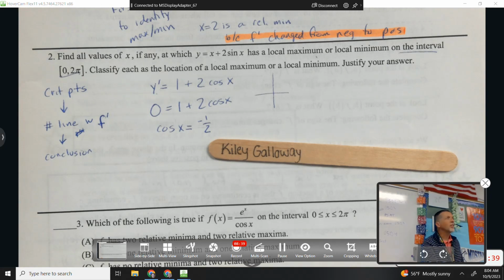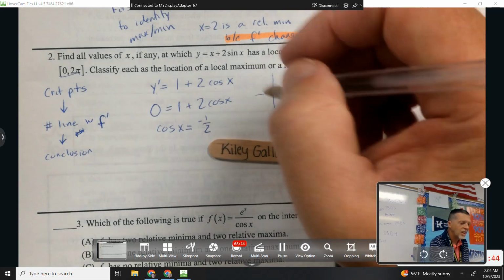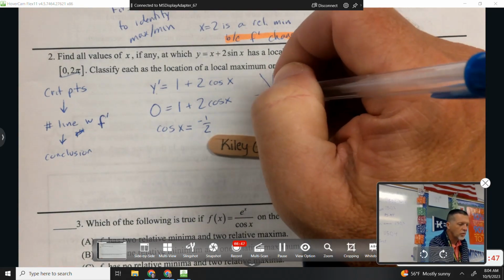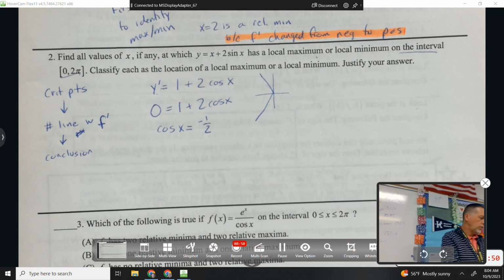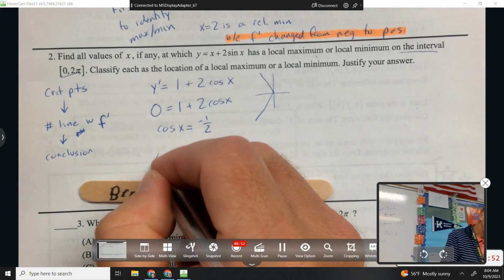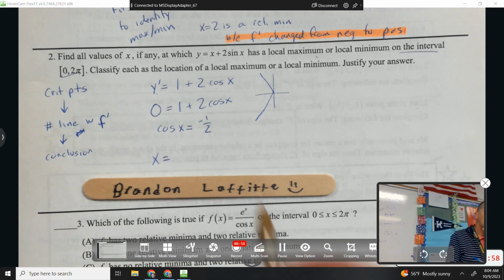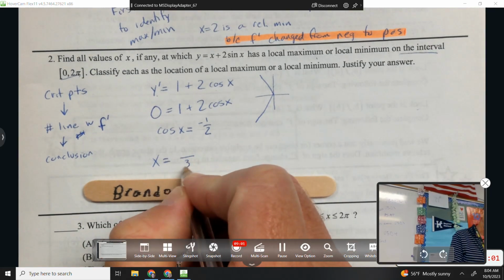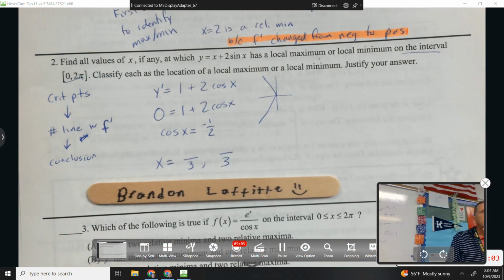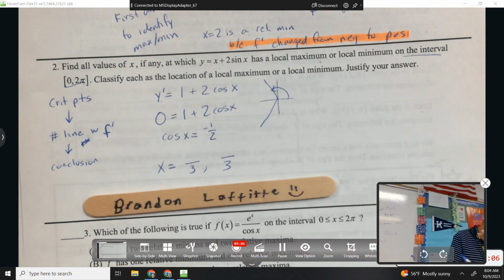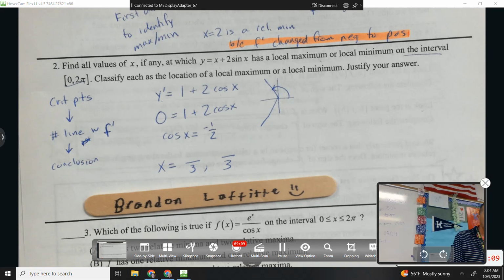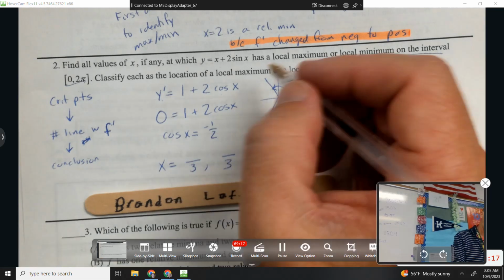Is it the over 3s, the over 4s, or the over 6s? It's pi over 3. Yes, it's the over 3s. So we'll turn this into an even longer question. So Brandon, what's the over 3 angle in the second quadrant? Like I know it's something over 3, but what's this angle? I know it's over 3.